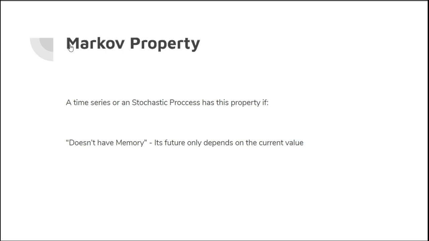Alright, so now we know that market time series is a non-stationary one, and that is called a stochastic process sometimes, and this is related to the Markov property. A time series or a stochastic process has this property if it doesn't have memory. What does it mean that a time series doesn't have memory? Alright, its future value only depends on the current one.